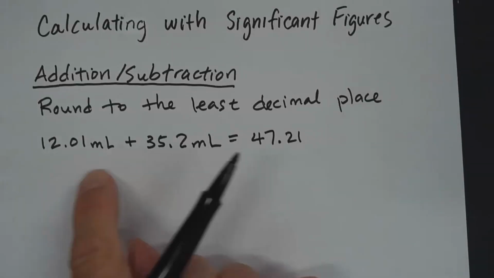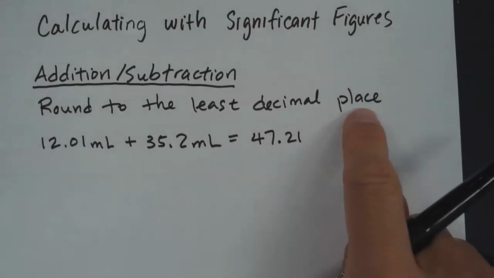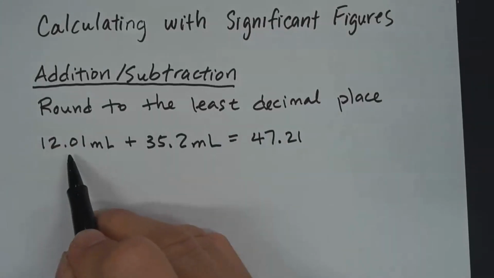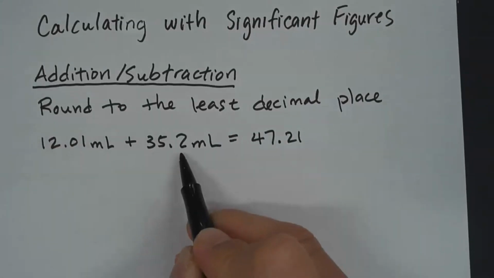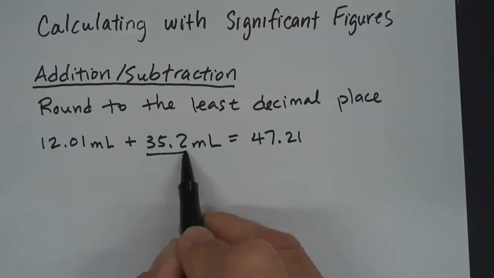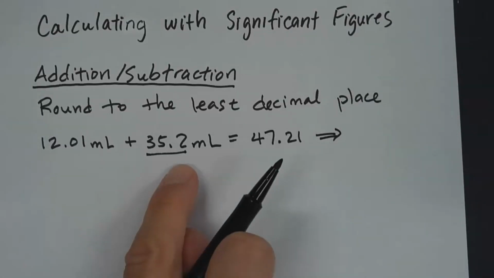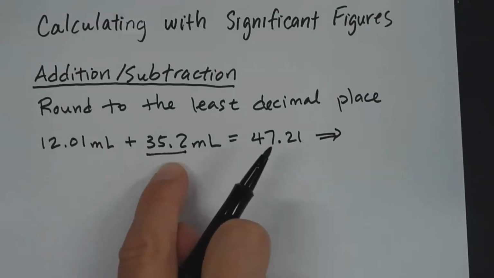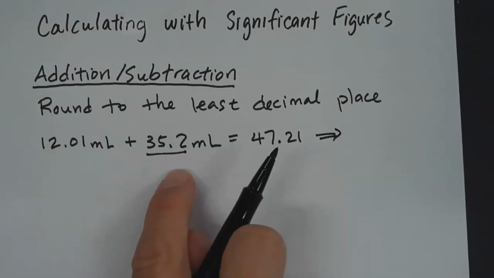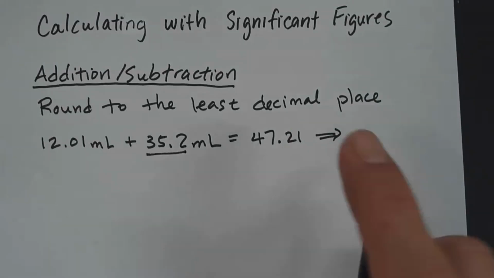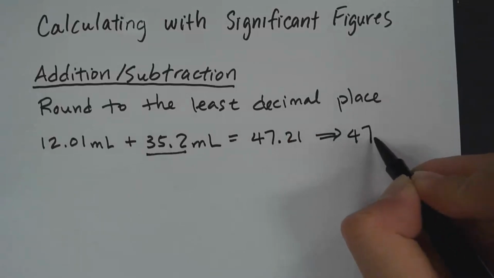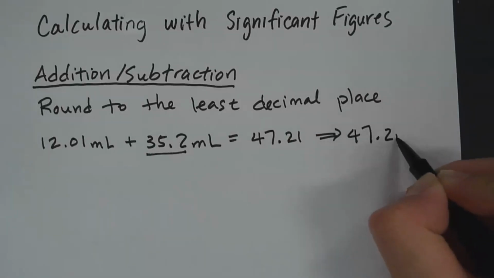We're going to look at what we started off with, and we're going to look at the least decimal place. So this is the 10th place, this is the 100th, and this one is only to the 10th place. So this number is going to determine what we round our answer to, and we're going to round our answer to the 10th place because the number we started off with was only to the 10th place. So our answer is going to be 47.2 milliliter.